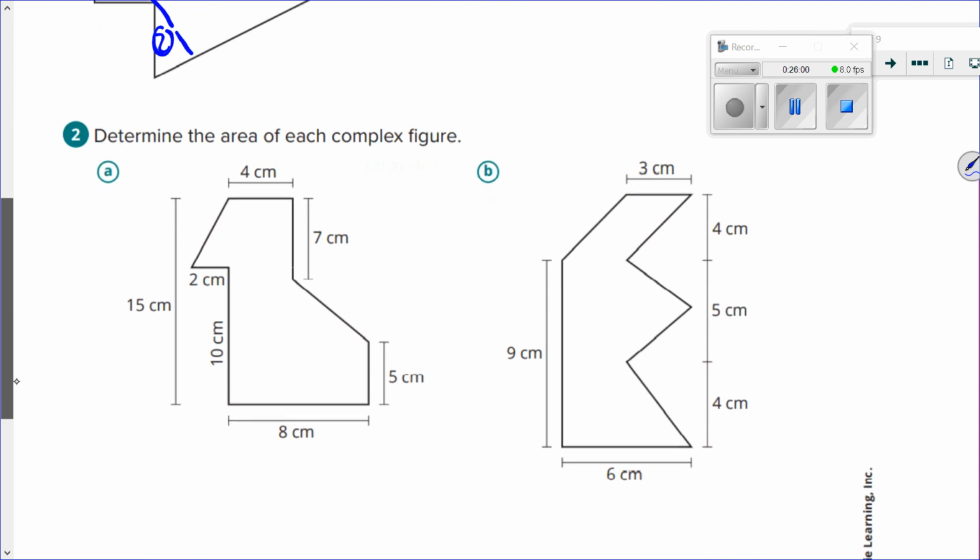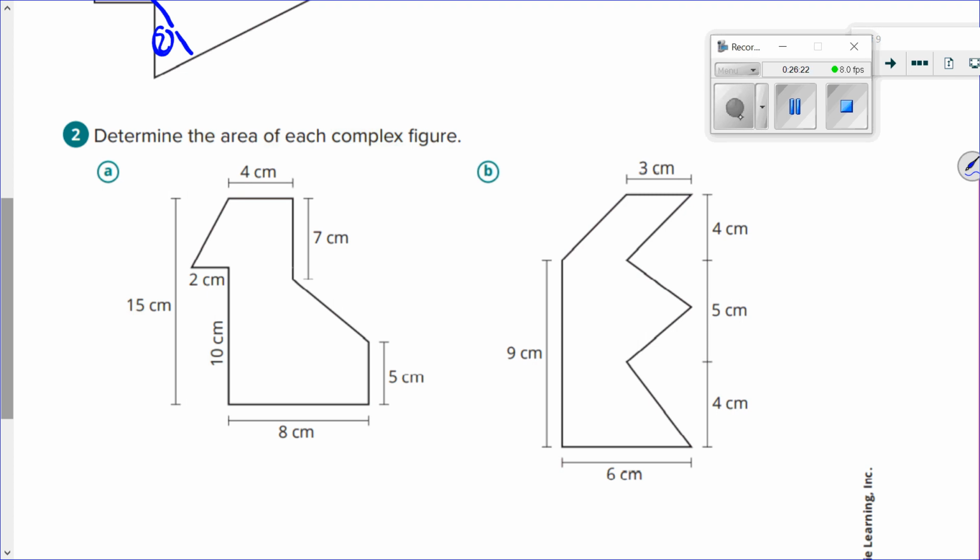Now that we've seen that, I'm going to give you 2 more complex figures that may not be quite as easy to break up. Unfortunately, we've only got like 12 minutes left. So I'm going to let you guys get working on this for about 7 minutes. And then we'll come together and we'll solve what we can. That way we have time to go over the homework.